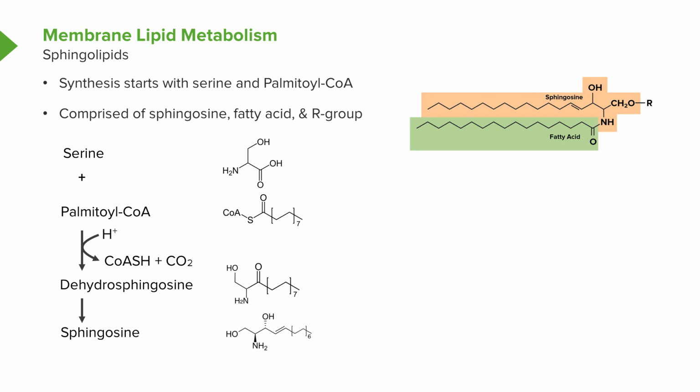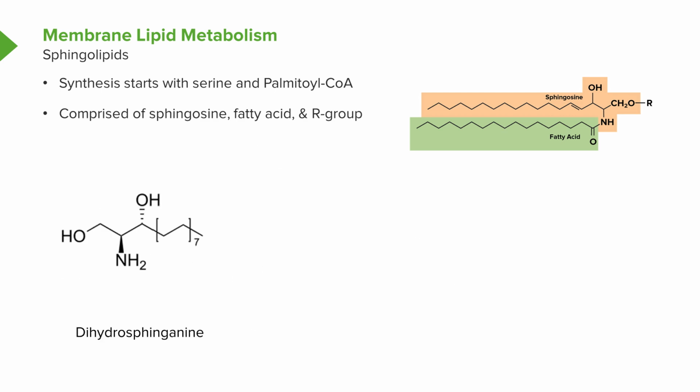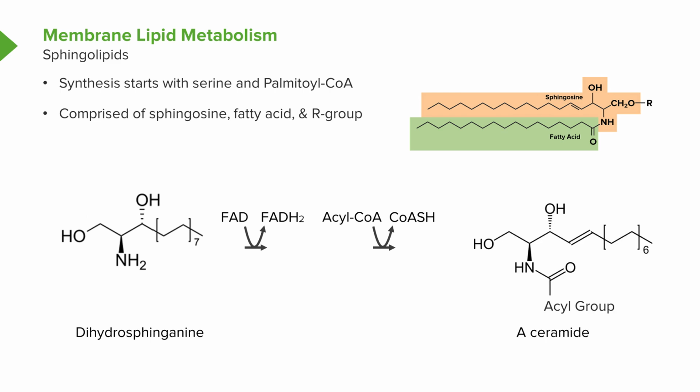Now, dehydrosphingosine can be converted to sphingosine. Now, sphingosine is not directly converted into the sphingolipids. Instead, dehydrosphingosine is, and it's dehydrosphingosine that is modified to become dihydrosphingonine. A mouthful of names here. Dihydrosphingonine is reduced in some reactions, as you can see here, and a CoA is attached to the molecule. The product of that reaction is something called a ceramide.